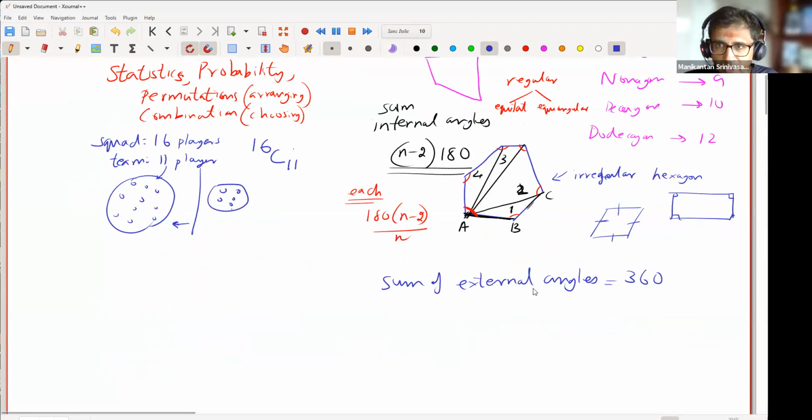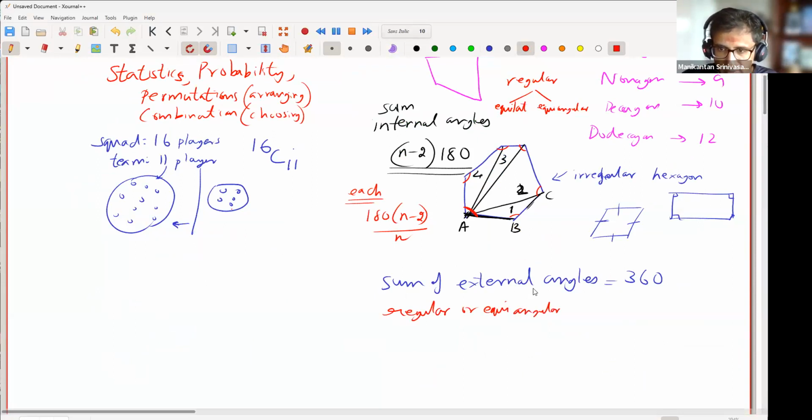And of course, for a regular polygon, with a regular or equiangular polygon, we can talk about each. Otherwise, you cannot talk about each. If it's not the same, how can you talk about each? So it's 360 by n. Okay, how do you arrive at 360 by n?